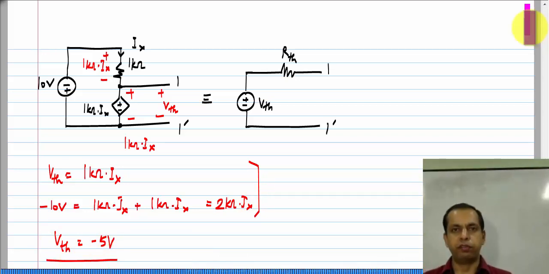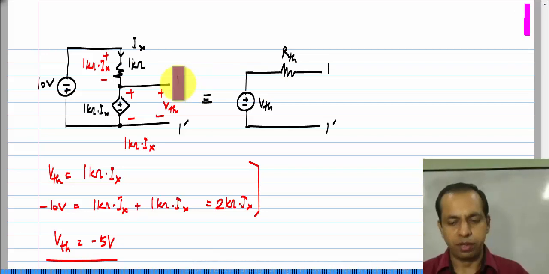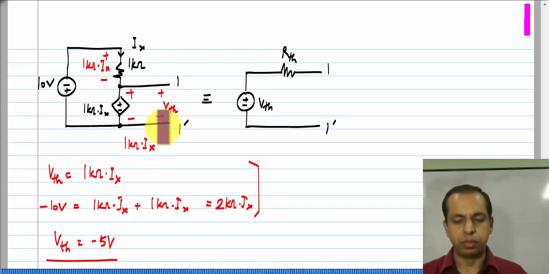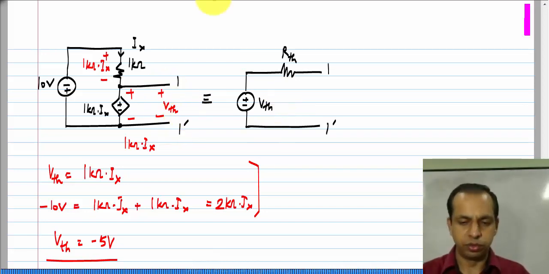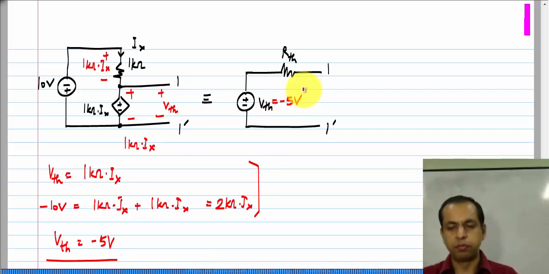Deliberately, I took a case where V t h comes out negative. Okay. The polarity is quite important. We are measuring the voltage between 1 and 1 prime, with 1 being positive and it comes out negative. So, in this particular case, V t h will be minus 5 volts.